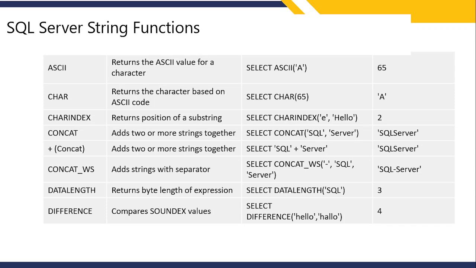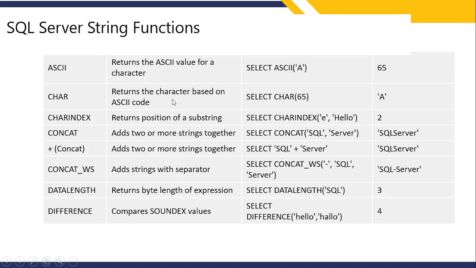Let us have a look at the SQL Server String Functions. So the first function is ASCII. ASCII returns the ASCII value for a particular character, like ASCII of A will give 65.